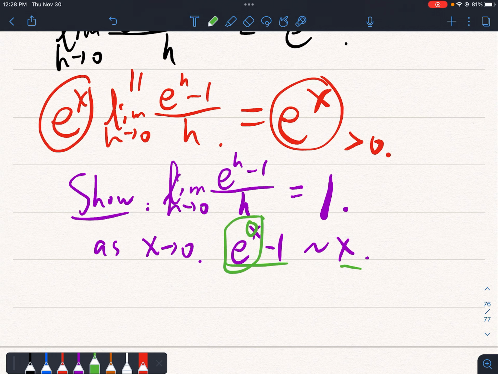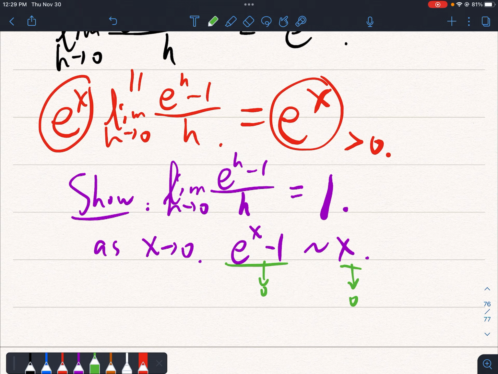Is approximately x. So here, both of these are infinitesimal because e to the 0 is 1. 1 minus 1 is 0. So this will go to 0, this will also go to 0. So this is also a very important equivalence of infinitesimal. And then, as I said, you cannot prove it. You can just take it for granted.